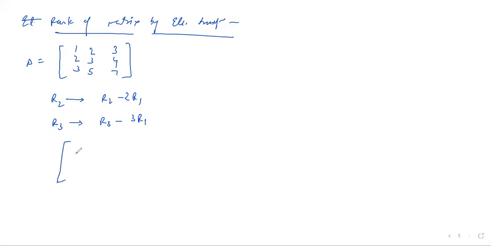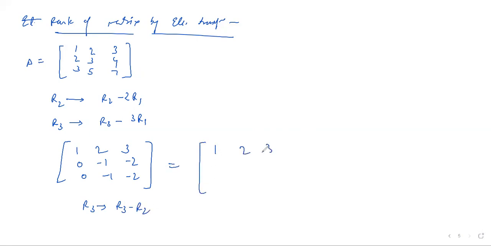Okay, and from this we got 1 2 3, and then 2 minus 2 is 0, 3 minus 4 is minus 1, and minus 2. Similarly 3 minus 3 is 0, 5 minus 6 is minus 1, and minus 2. Okay, now we'll do R3 minus R2, and by this transformation we got 1 2 3, 0 minus 1 minus 2, 0 0 0. So I got my corresponding echelon matrix here, because it can't be reduced further.